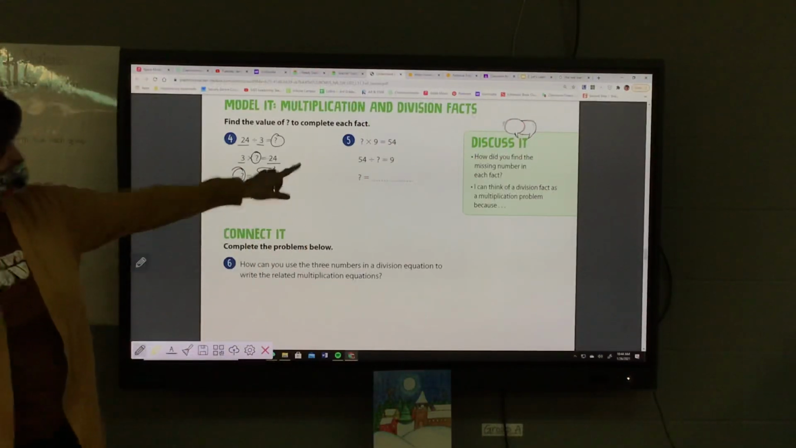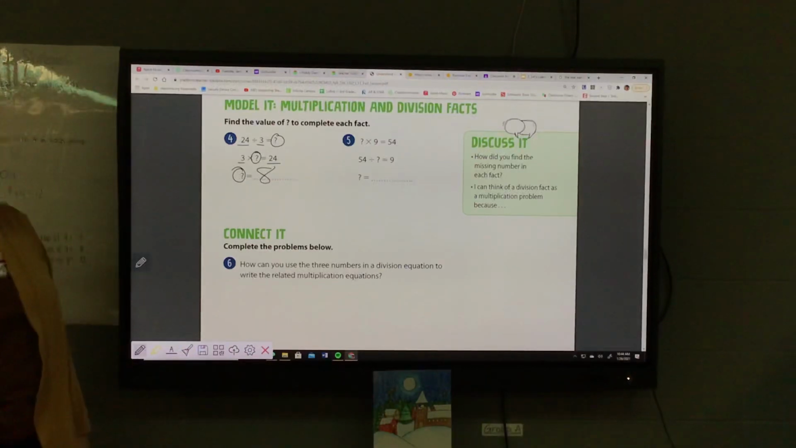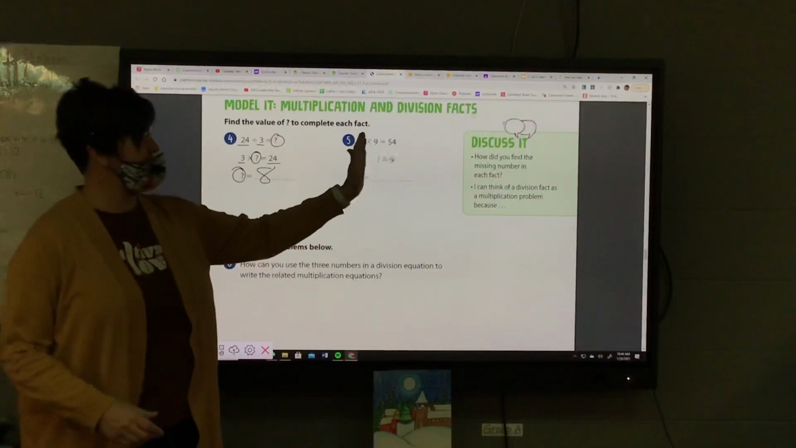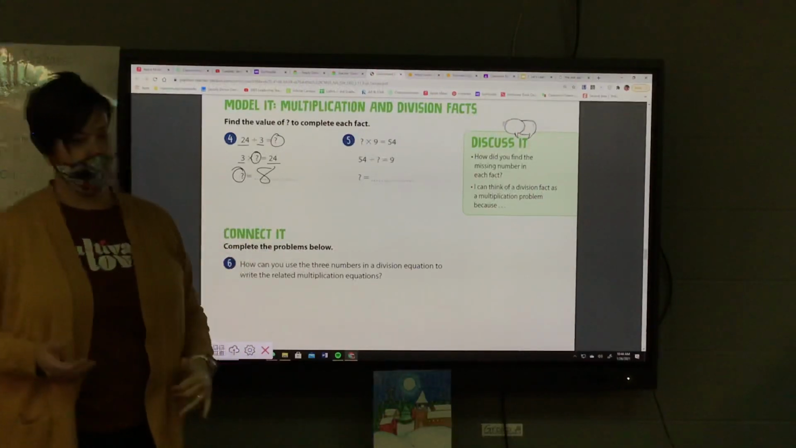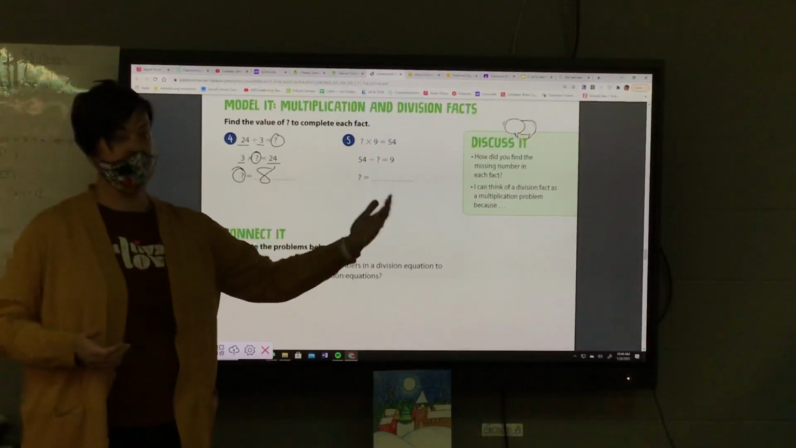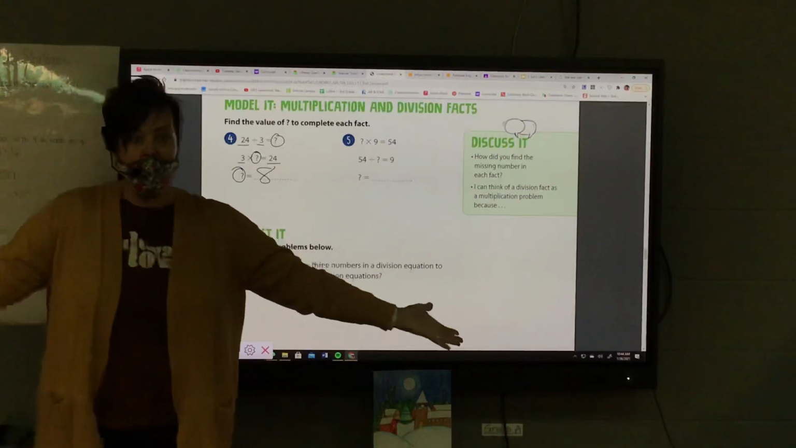All right. Let's look at 5. This number times 9 equals 54. 54 divided by this number equals 9. What is the number?